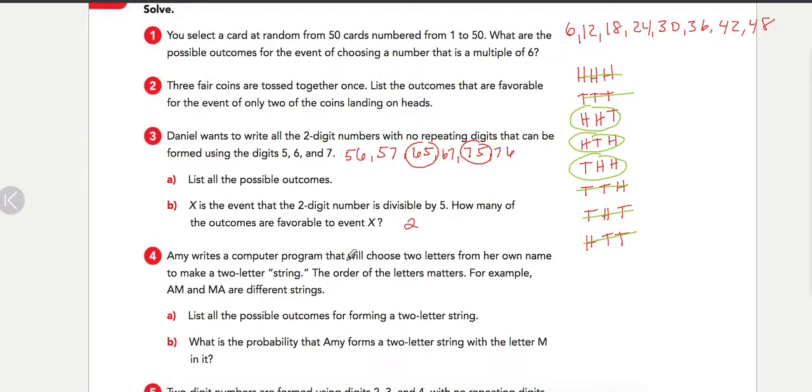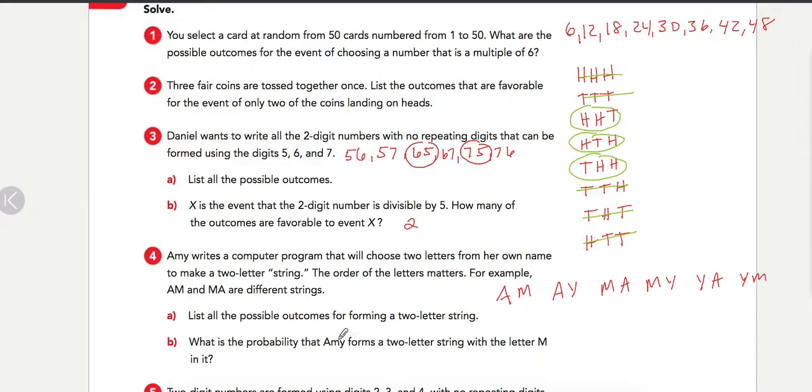Amy writes a computer program that will choose 2 letters from her own name to make a 2-letter string. The order of the letters matters. For example, AM and MA are different strings. List all the possible outcomes for forming a 2-letter string. So we can do AM, we could do AY, we could do MA, MY, YA, and YM. So we have those 6 options.